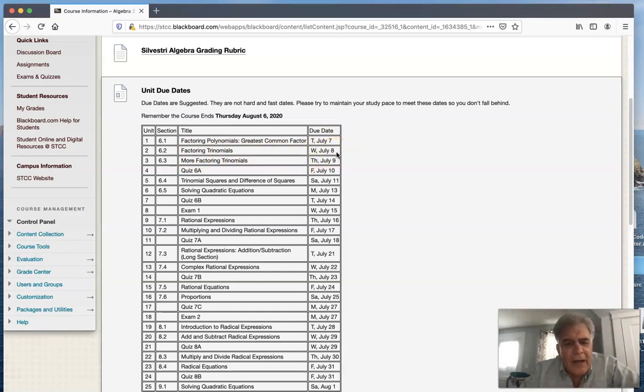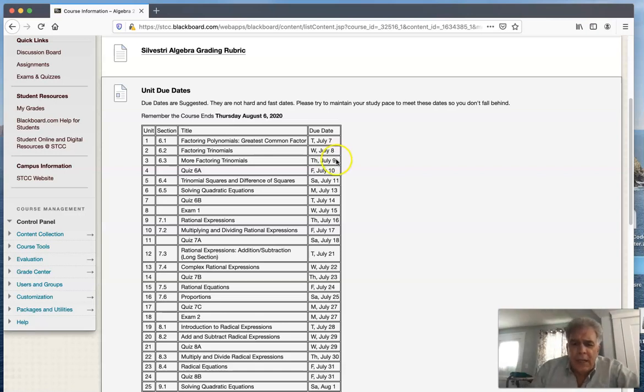There are no hard and fast date times. I'm not going to force you to. I'm not going to deduct any points or do any of that kind of stuff if you're late doing the homework. Okay. You're already going to be under a lot of stress trying to get all this stuff done by August 6th. So I'm not going to put any other stress on you.